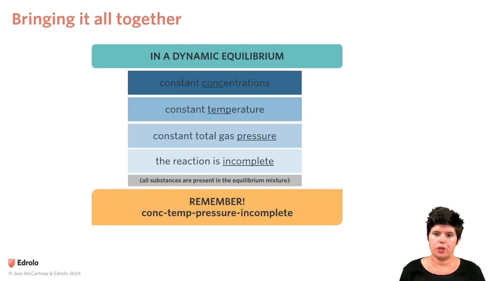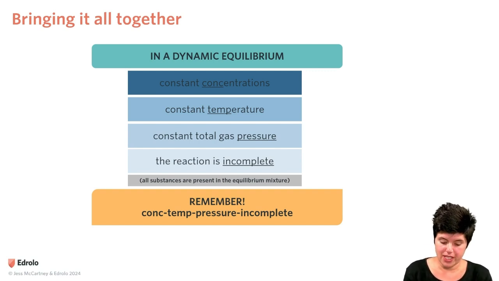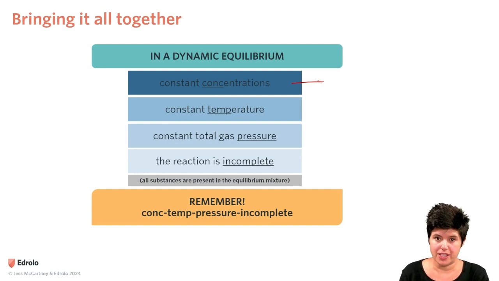So bringing it all together, what are the things that need to occur for a dynamic equilibrium to be established? So first of all, we need to have constant concentrations. So the reactants and the products need to be as is, and nothing is being added or taken away. The temperature must be kept constant, so that cannot change. Total gas pressure also must be kept constant.